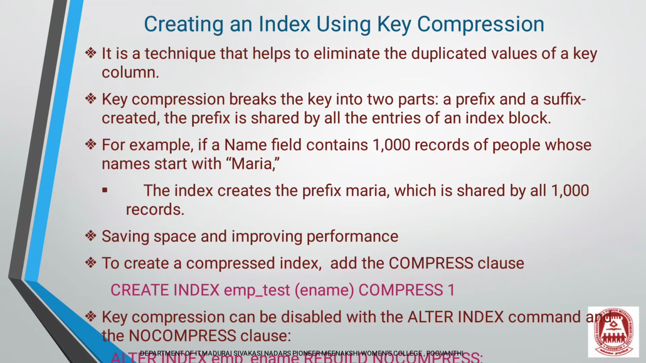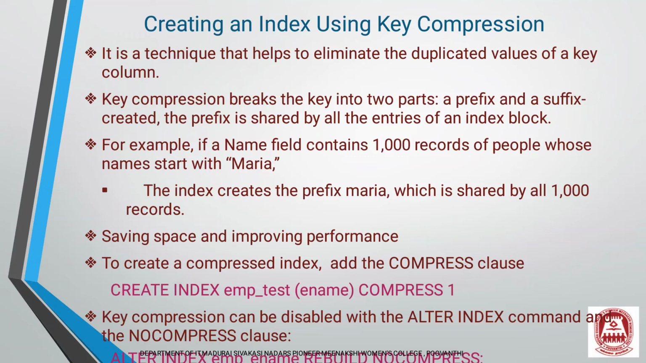For example, a name is always followed before the last name, or it should be mentioned as the first name. Whatever it may be, some name is common for all the people, like Maria Rose, Maria Franklin, the name available in all the names. So if we want to improve our search, we should cut down the common name. The index creates the prefix Maria, which is shared by all 1000 records. With this compression method, we can save space and improve our performance.